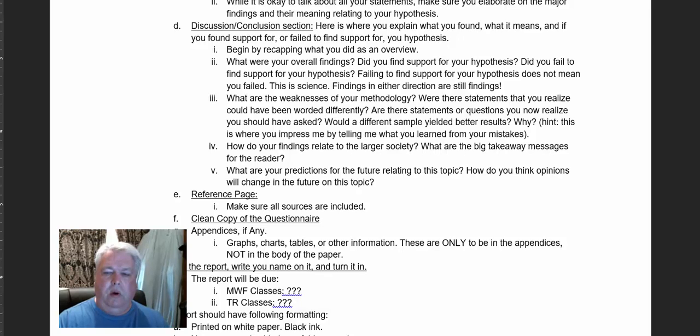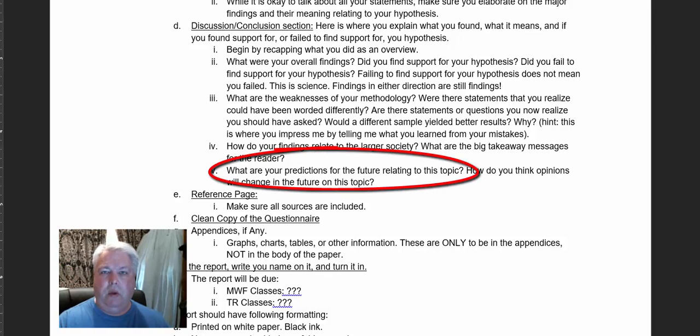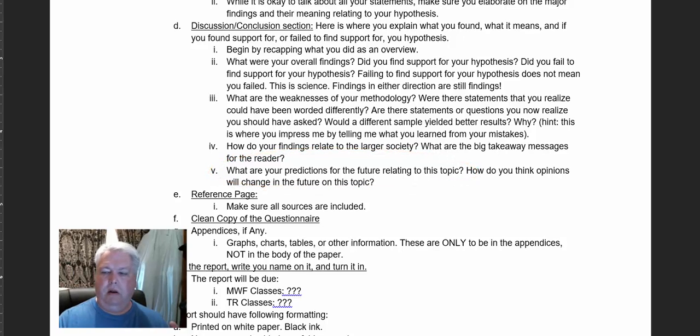And then finally, what are your predictions for the future of the topic? How do you think people's opinions are going to change over time? Do you think people are going to continue to think this way or not? If it's something like same-sex marriage, do you think people will change in one direction or another? This is sort of your opinion at this point, because you're just predicting what you think might happen sometime in the future, based on what you found. Okay, so that is the last of the sections.